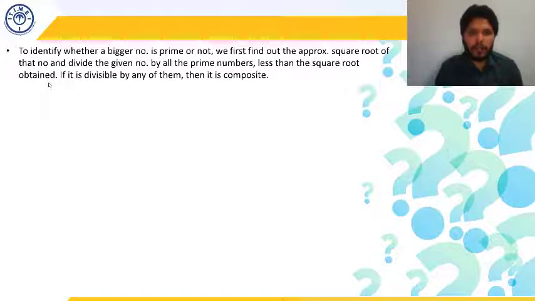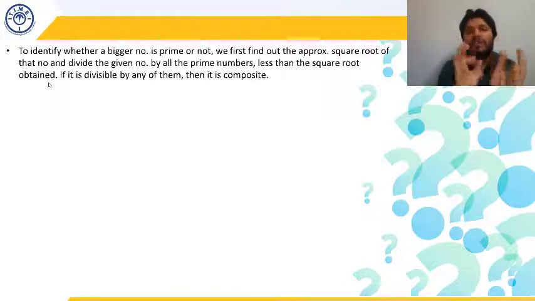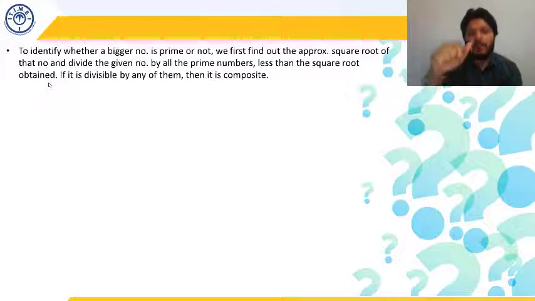To identify whether a bigger number is prime or not, we first find out the approximate square root of that number and divide the given number by all the prime numbers less than the square root obtained. If it is divisible by any of them, then it is composite. Oh, it becomes a very complicated statement. So just get the idea of what this statement is trying to say, to find out whether a bigger number is prime or not.